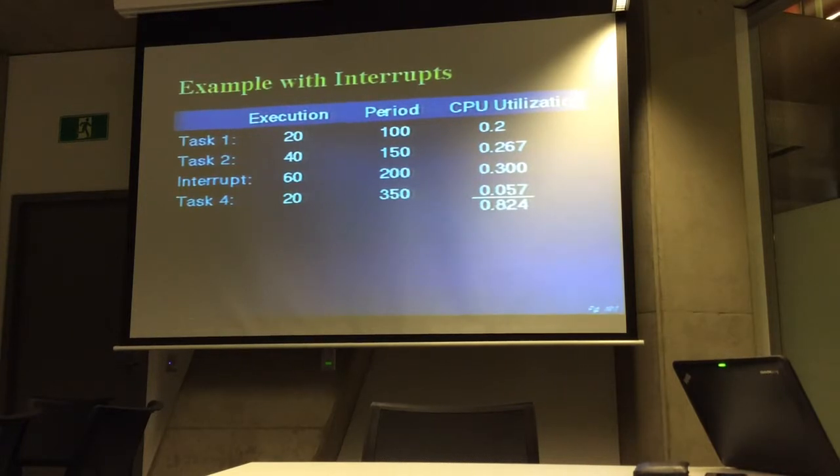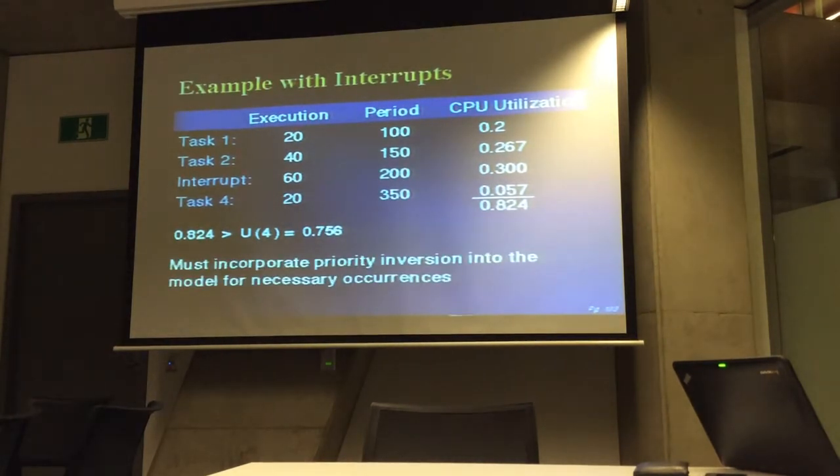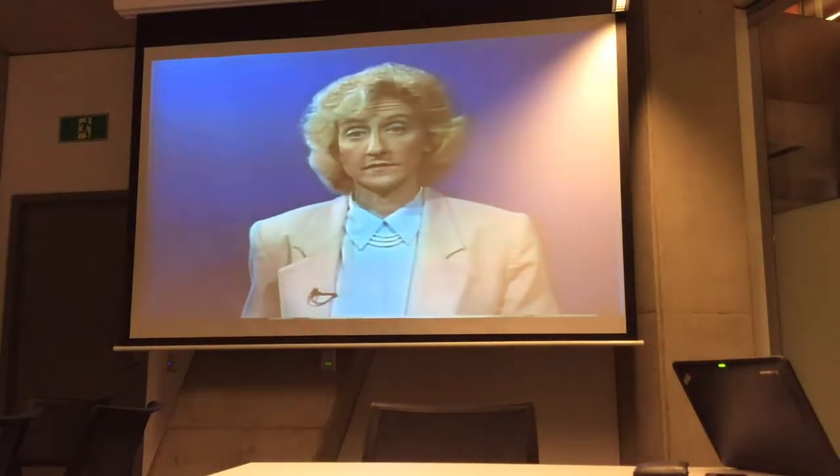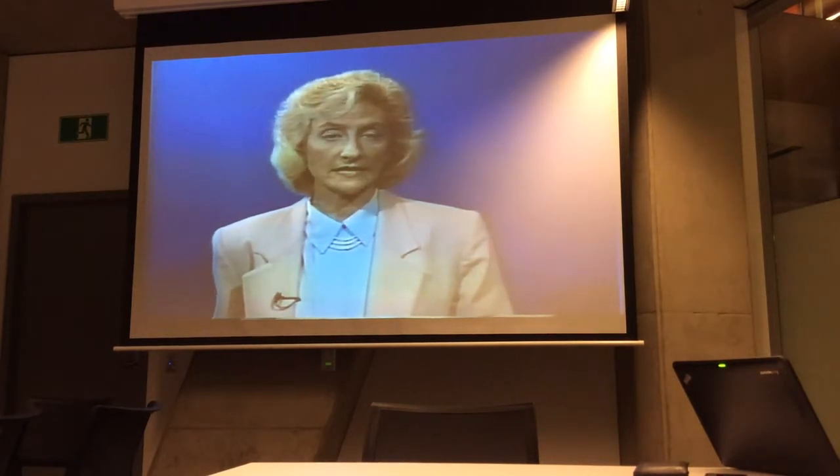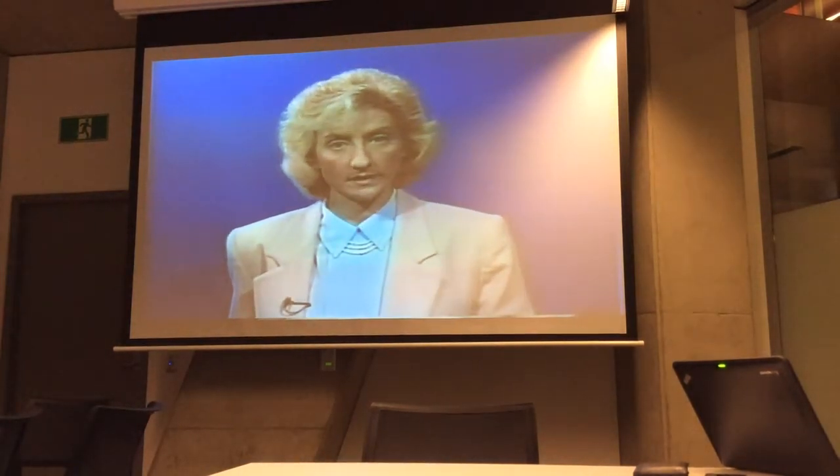We see that the utilizations add up to 0.824, which is greater than U of 4, or 0.756. How can we evaluate this situation? We must account for the priority inversion that can affect each task's ability to meet its deadlines. First, let's look at a timeline for the example. Remember that when we introduce priority inversion, we must check each task individually for schedulability.